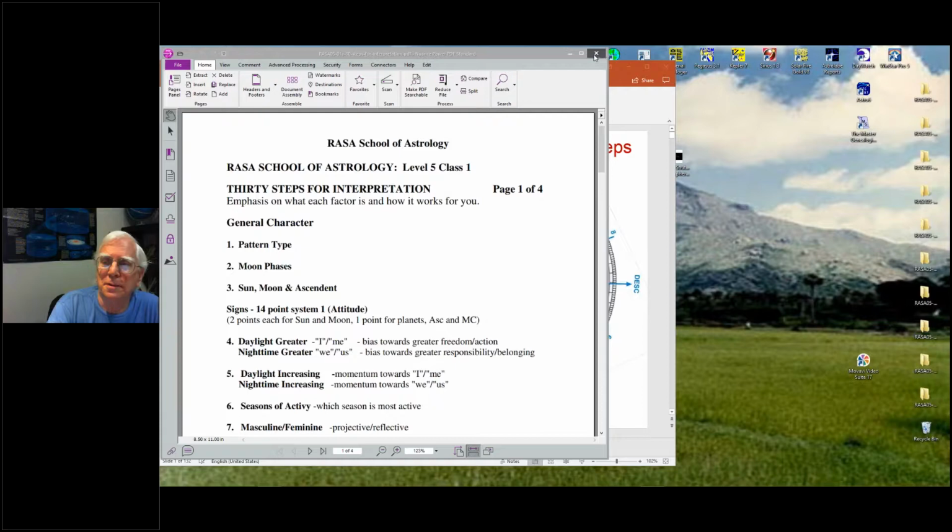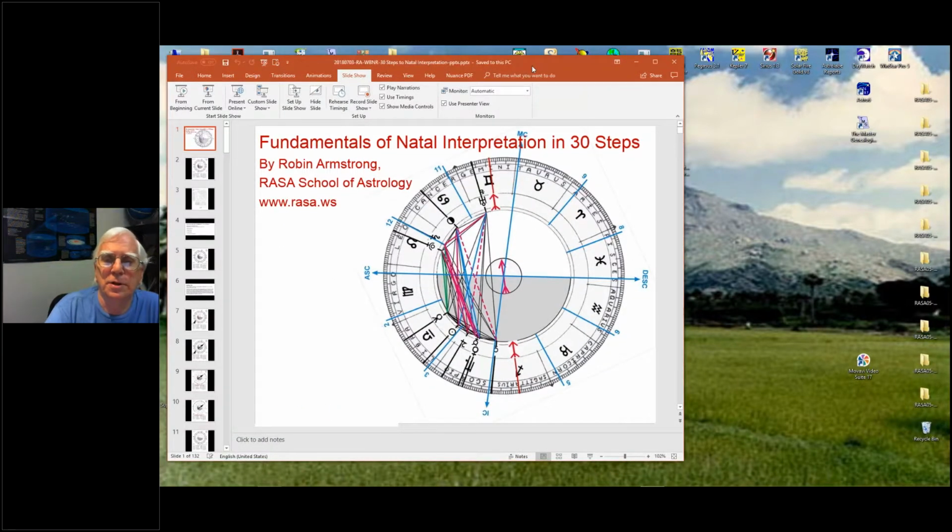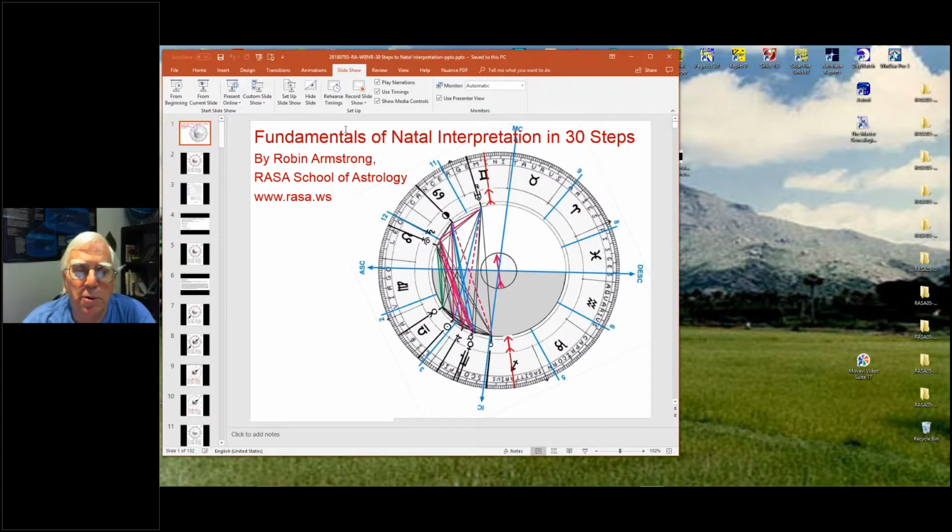Yeah, this is our 30 steps. So what I'm going to do is I have this PowerPoint presentation, and I'm going to go through all the steps with it. I'm just going to use my chart. You've put up with me this long, so we can use my chart and you get to see it. I've done all these steps, so I just have all the graphics organized this way.